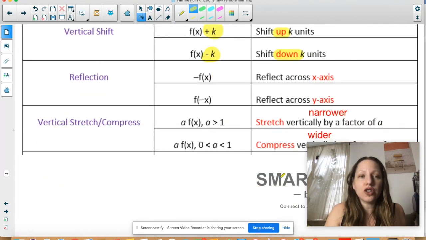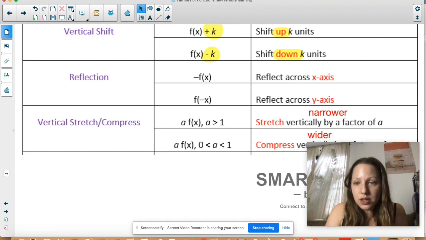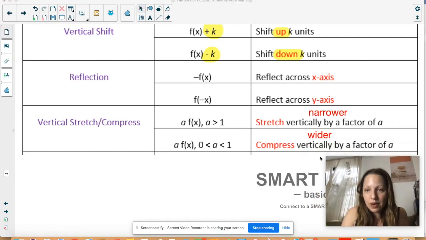Okay, the next two. I'll scroll all the way down. Okay, I'm going to make this a little bit smaller so that you can... There we go, perfect. Okay.